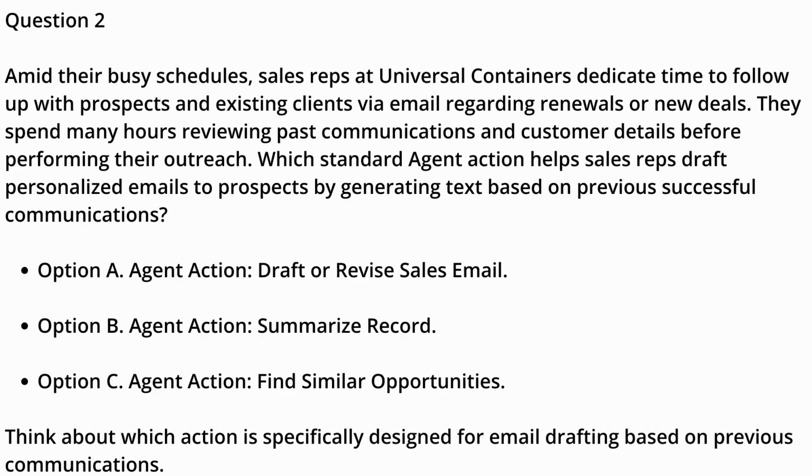Option A. Agent action. Draft or revise sales email. Option B. Agent action. Summarize record. Option C. Agent action. Find similar opportunities. Think about which action is specifically designed for email drafting based on previous communications.